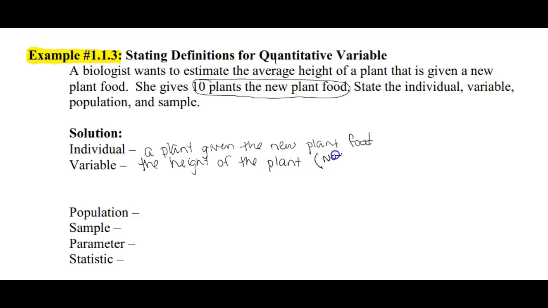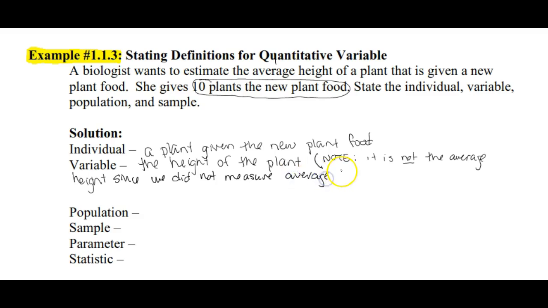So we're going to put a note because this is a mistake that's made often in the upcoming chapters. Okay, so the variable is not the average height, since we did not measure average height for each individual plant. We just measured their height, and from those we're going to compute an average.